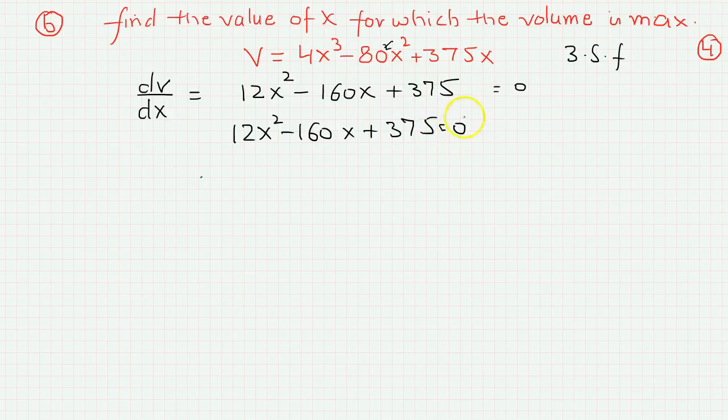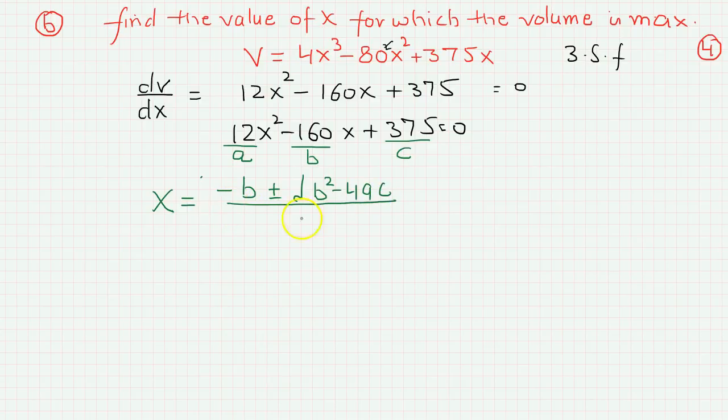This is a quadratic equation, so it is easy to solve using the quadratic formula. This is a, the coefficient of x squared, minus 160 is b, the coefficient of x, and the constant 375 is c. We know the formula. The solution for the quadratic equation is minus b plus or minus the square root of b squared minus 4ac, divided by 2a.